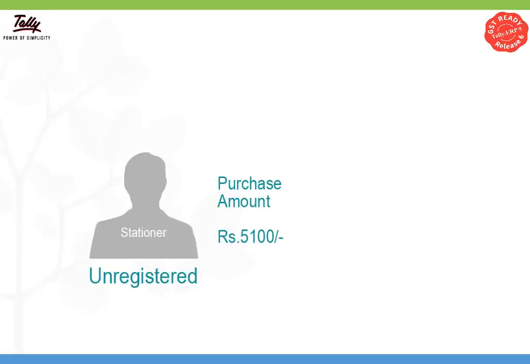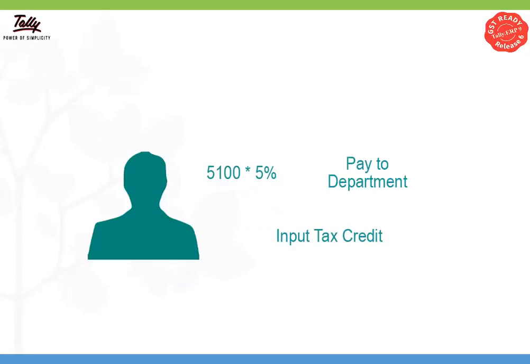Let us take an example. You bought printing and stationery material worth Rs 5,100 from a local stationery shop. Let us assume the tax applicable on stationery material is 5%. The stationery store is unregistered under GST. In such a scenario, you will need to calculate 5% tax on Rs 5,100 that you owe to the stationery store and pay to the department. You can later claim input credit on the tax paid.